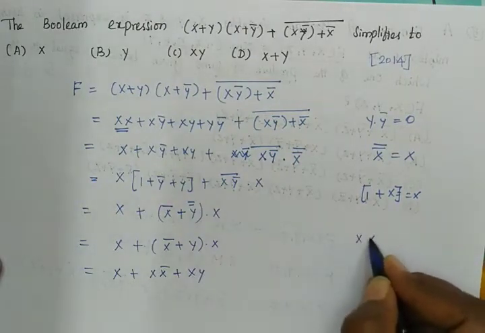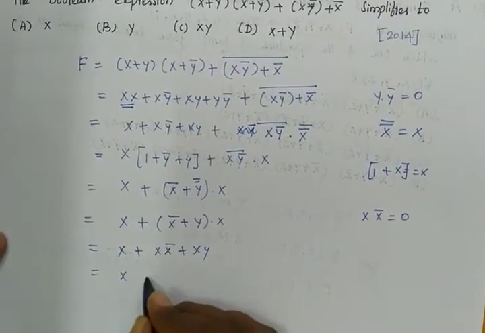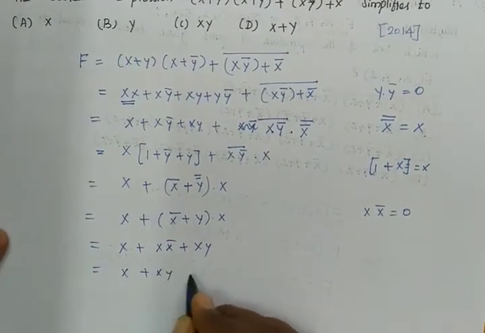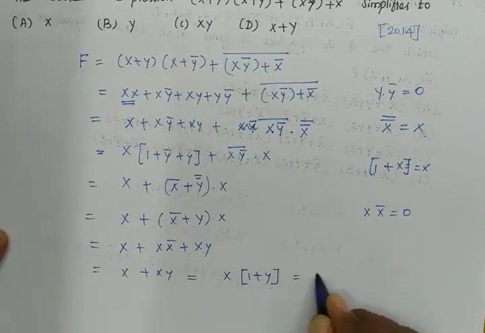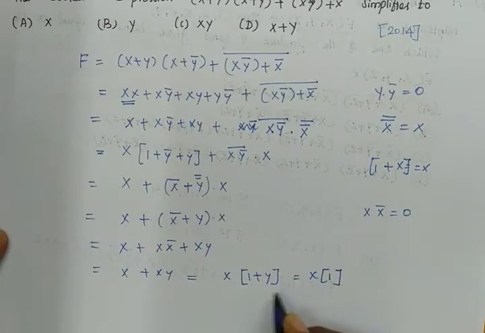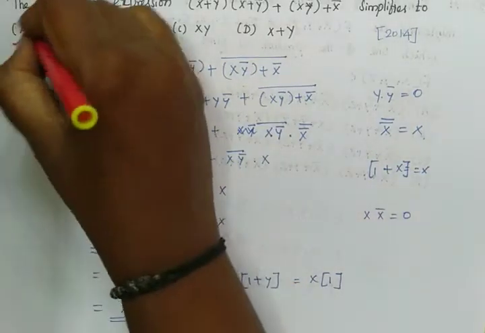So x into x bar will be equal to 0. Therefore which is equal to x plus xy. Therefore which is equal to, take this x as common, 1 plus y. Therefore which is equal to x into 1. So what is the answer? Which is equal to x. So what is the correct option? X is the correct option for this answer.